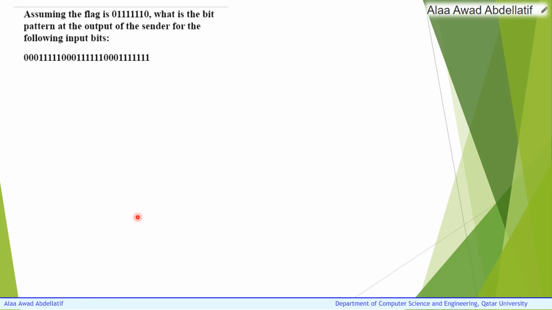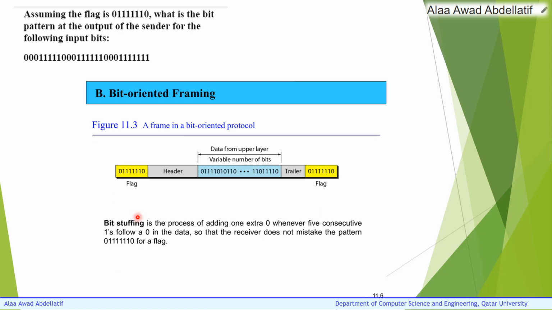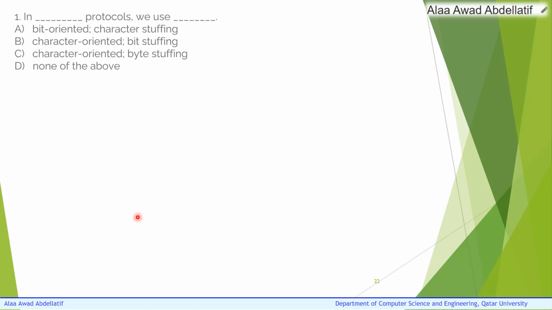Another example: assuming the flag is 01111110, it is a fixed flag, we don't need to repeat this in the data, so we avoid this by adding a 0 after each 5 ones. This is the data. Again, after each 5 consecutive ones, I add an extra 0. Okay, so this is the answer after adding the zeros. Any questions?